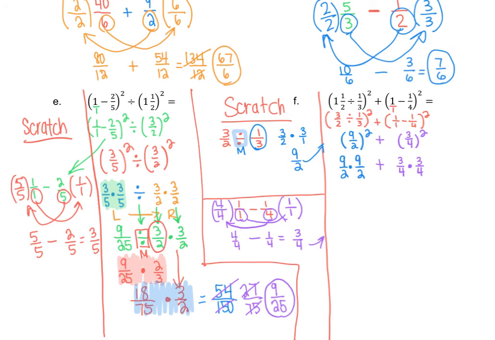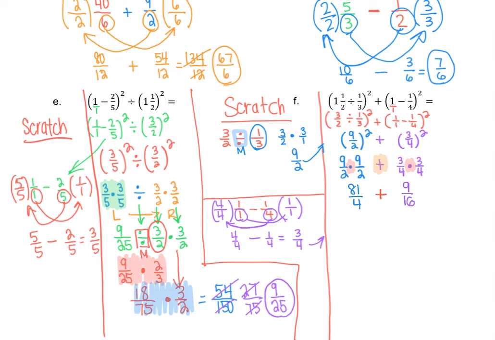So now I have multiplication, multiplication, and addition. So in order of operations, I have to do the multiplication before I do the addition. So I can do the multiplication on the left, the multiplication on the right at the same time, and then I have to add them. So with multiplication, I'm going to do the tops, the bottoms, straight across. So I get 81 over 4. I get 9 over 16.